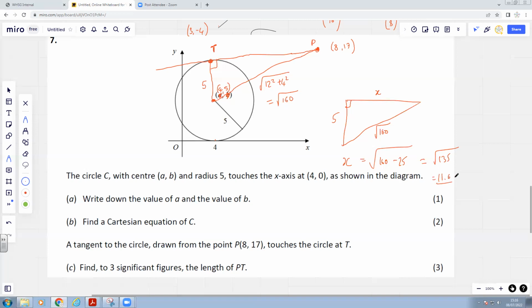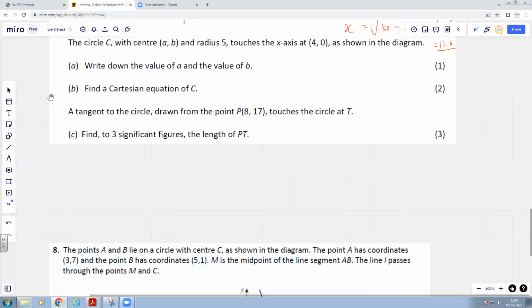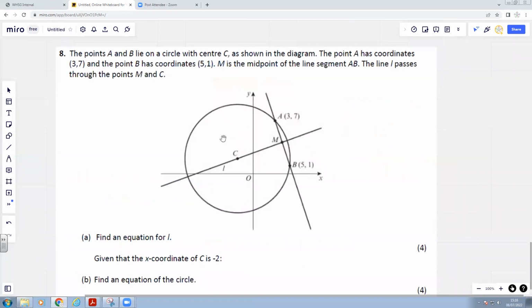It's a pretty sig fig. And that's all there is to it. Okay, number 8. What have we got for number 8? Oh, right. Okay, I hope you remember these circle theorems.